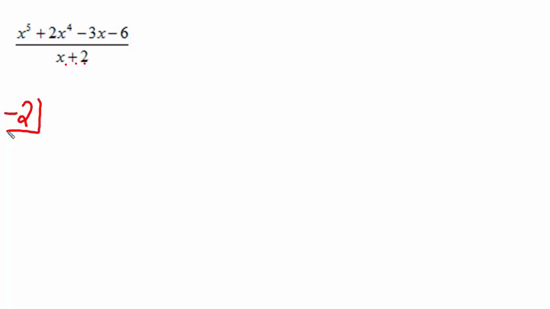We then want to line up the coefficients in descending powers of x. We have 1x to the 5th, a positive 2x to the 4th. We do not have an x cubed. We'll put a 0 in for that. We do not have an x squared term in the numerator. We'll put a 0 in for that. Then we have a -3x to the 1st and a -6 as our constant.